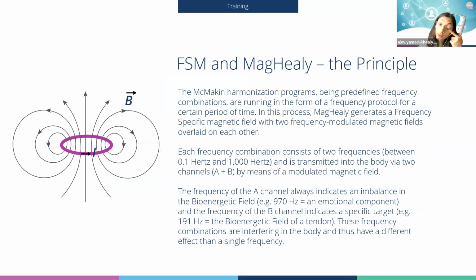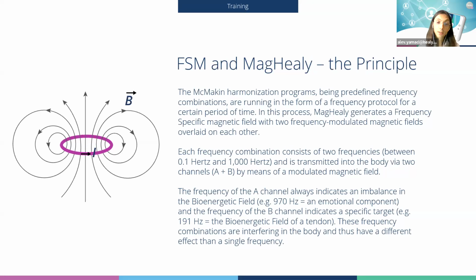So what is the principle behind FSM or dual frequency applications? Let's put it like that. So you always have a predefined frequency pair, so a combination of two frequencies. And they are running basically in parallel and 100% in parallel, not sequential, not after each other, no, in parallel. And of course, MagHealy creates frequency modulated magnetic fields that are running two frequencies in parallel if you use a McMakin program. We can also just use one frequency, but for McMakin, we use two frequencies.